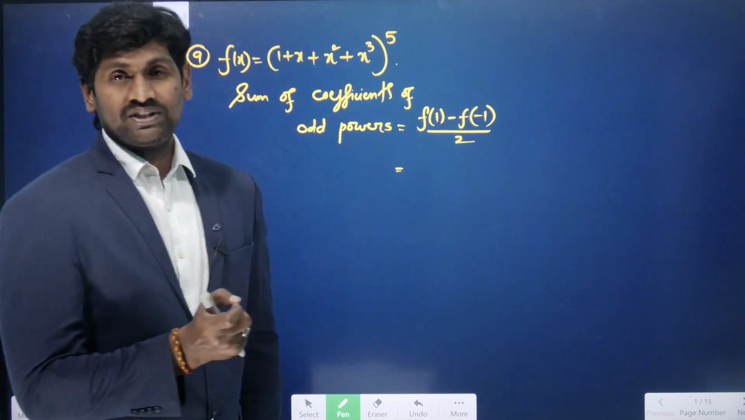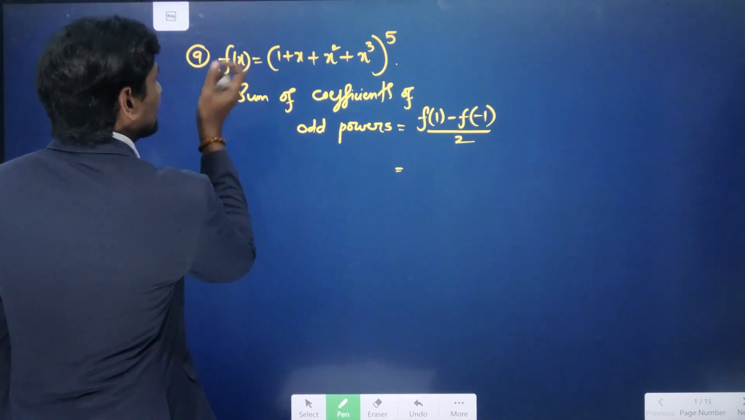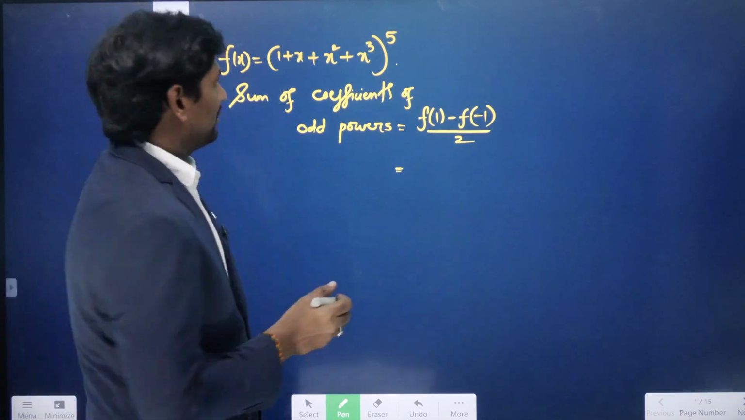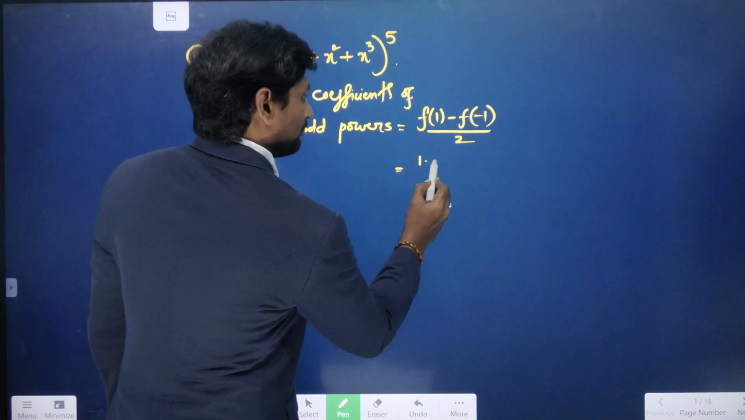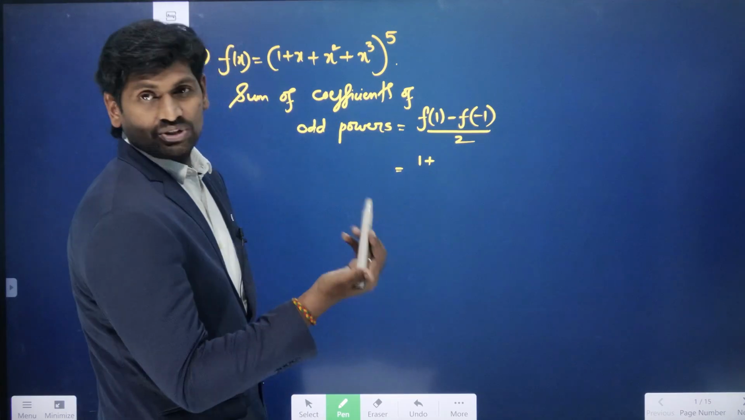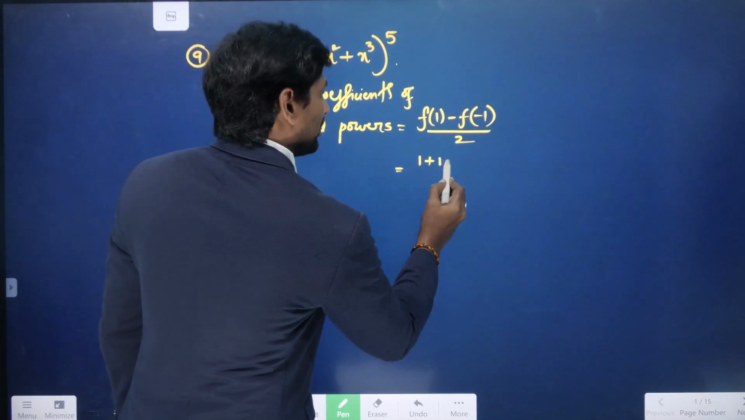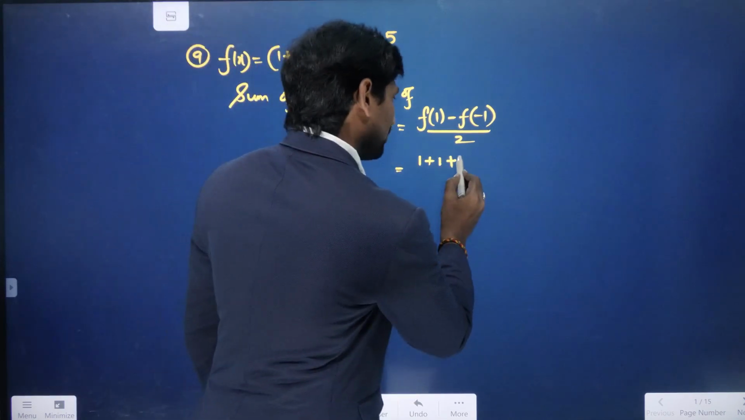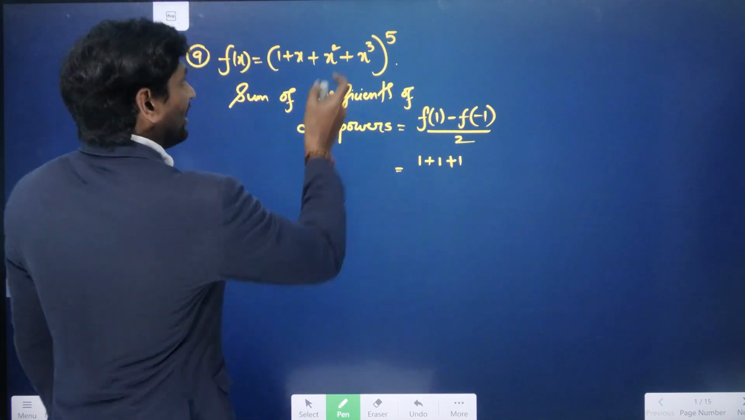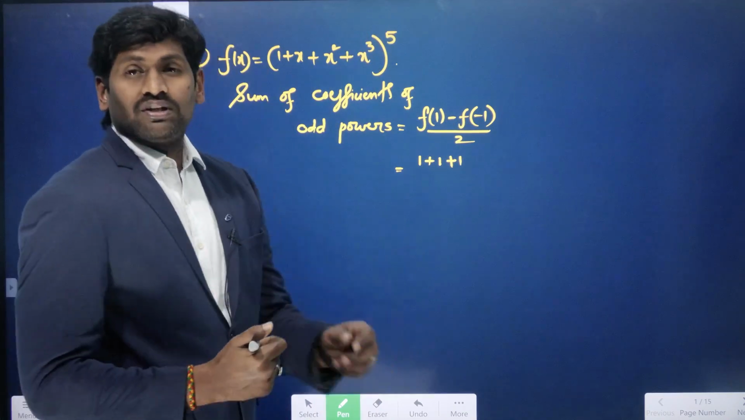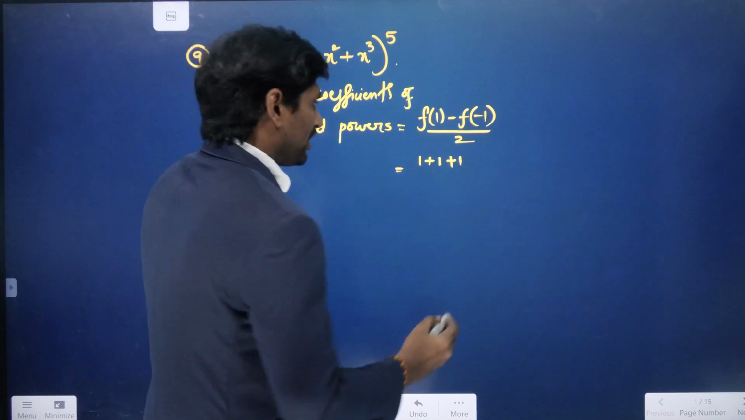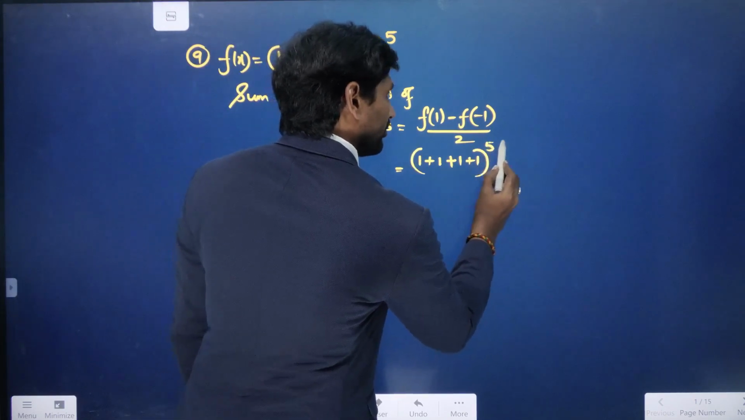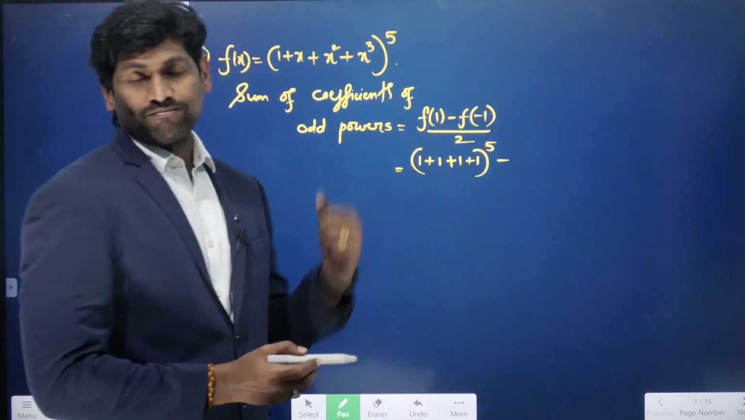f(1) is nothing but, whenever you see the x term, we substitute 1 in the place of x. So this is 1 plus 1, x square is 1 square, and 1 square value is also 1, and x cube is also 1, because 1 cube is 1. So (1 + 1 + 1 + 1) to the power of 5, minus f(-1).